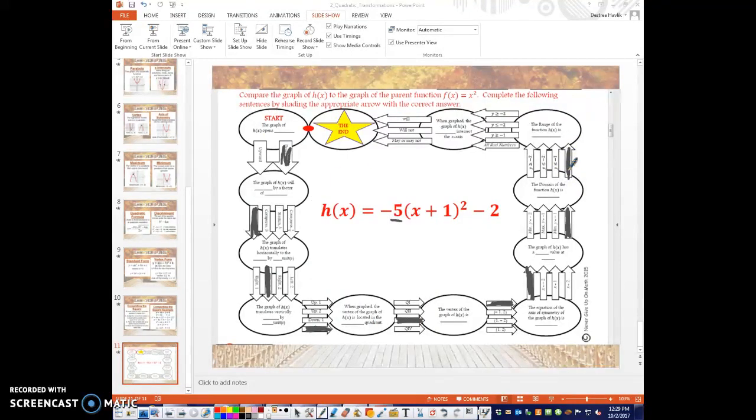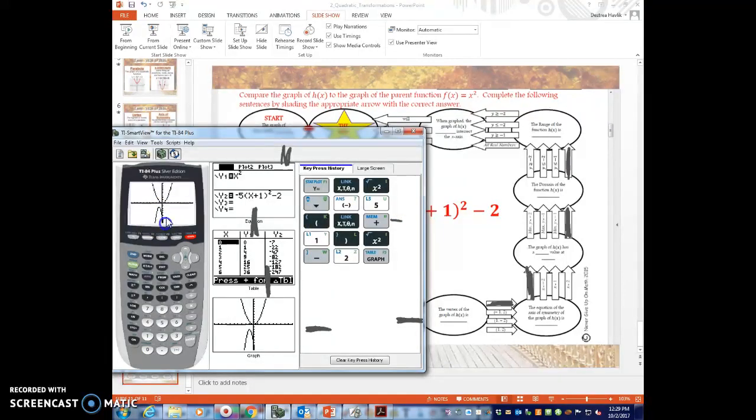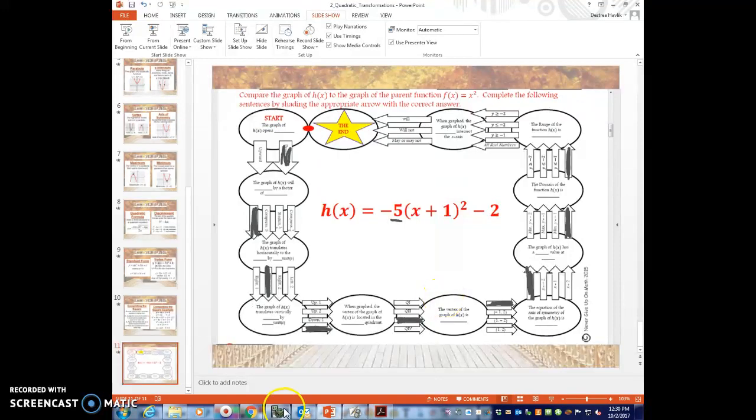Now we need our range. Okay, so it's upside down here at -2. So y is everything less than -2. So we need to find the one that says y is less than -2. That's y is greater than -2, less than, greater than.